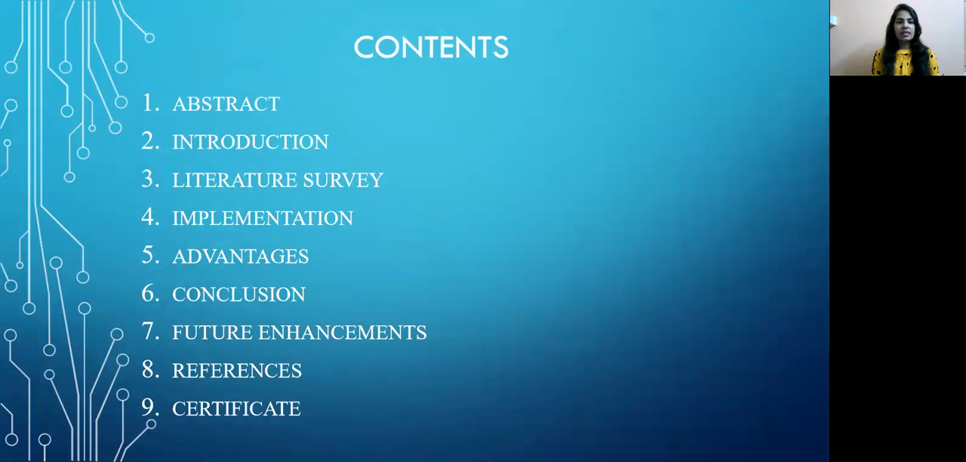Today, I'll be discussing the abstract, which gives a brief overview of my paper, the introduction, the literature survey, which talks about the background study on the paper, the implementation, which tells how the proposed system can be implemented, the advantages of the proposed system, the conclusion, and finally, what future enhancements can be made on the proposed system.